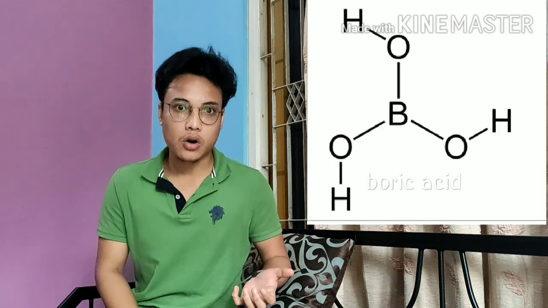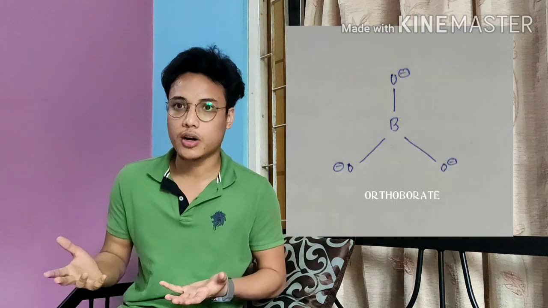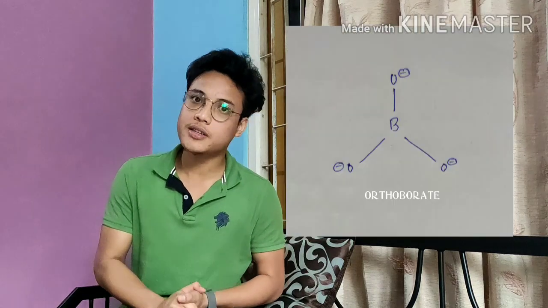That is because in boric acid, if the 3 hydrogen atoms are removed, then the unit that is obtained represents the first type of borate, that is orthoborate, which is represented by the formula BO3 3-. So this particular type of borate is the first classification of borate. Let us take an example of this group of borates.